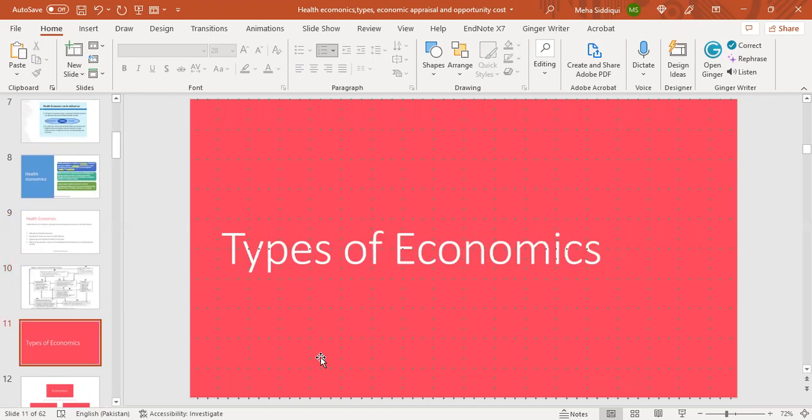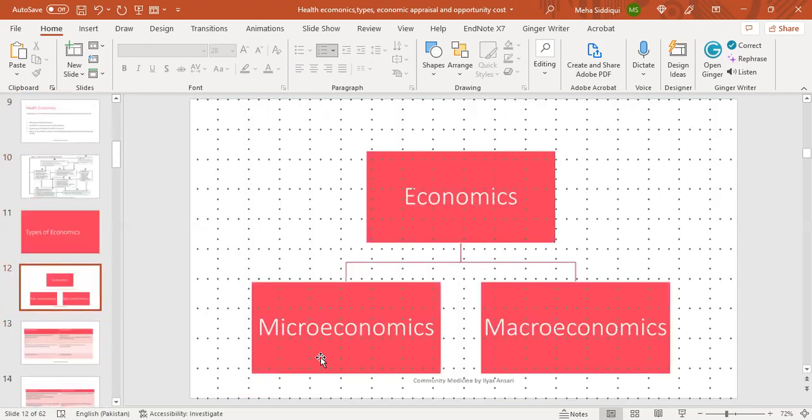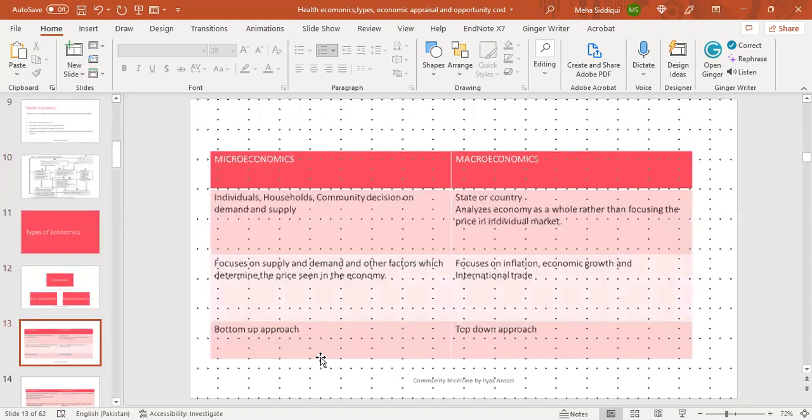Now, types of economics. It can be divided into microeconomics and macroeconomics. Now, what is microeconomics? It includes individuals, households, and community decisions on demand and supply. Macroeconomics is at state or country level. So the state or country analyzes the economy as a whole rather than focusing on the price in an individual market.